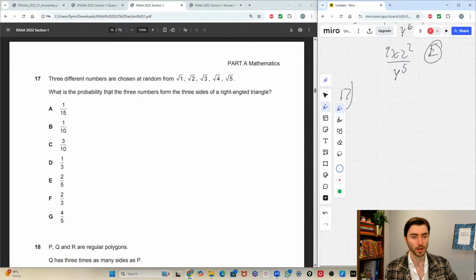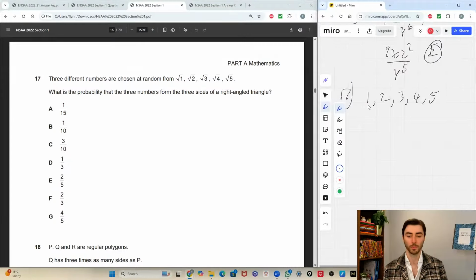So what is the probability that the three numbers form three sides of a right angle triangle? So the three sides, this squared plus that squared equals that squared. So when you square them up, the squares would be 1, 2, 3, 4, 5. So you can have 1, 2, 3, certainly. So 3 different numbers are chosen at random. How many different ways are there of doing that? So that's 5 choose 3. I'm going to use my A-level skills. Actually, 1, 5, 10, 10, 5, 1. So there's 10 different ways of doing that.